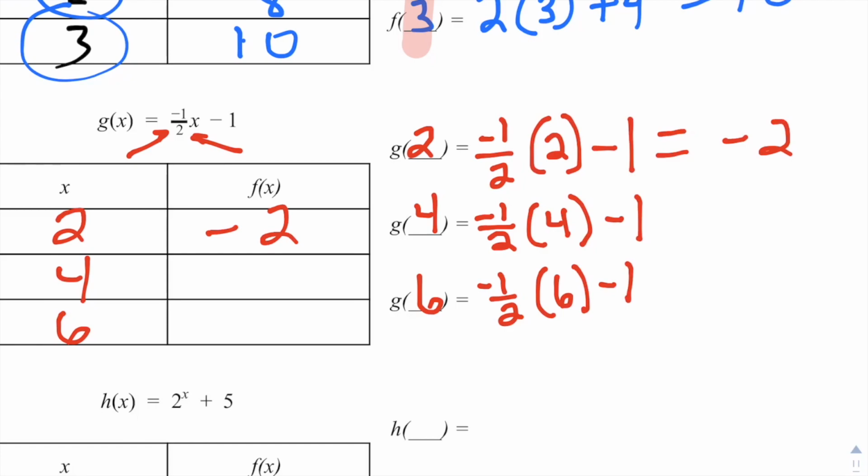Half of 4 is 2, but it's negative. So negative 1/2 times 4 is negative 2, minus 1 is negative 3. So when we put 4 in, we get negative 3 out.